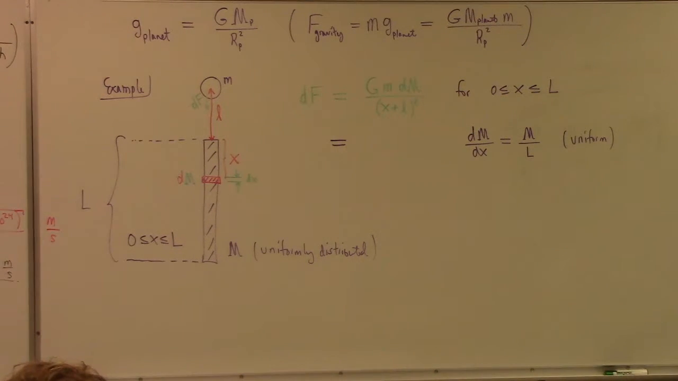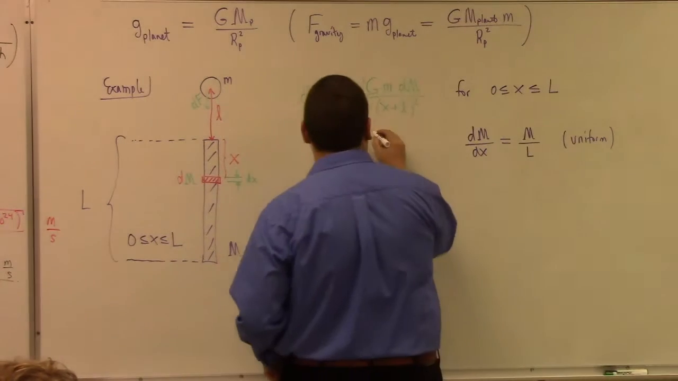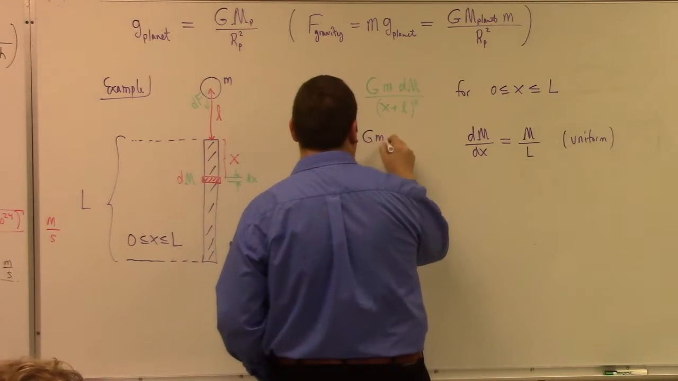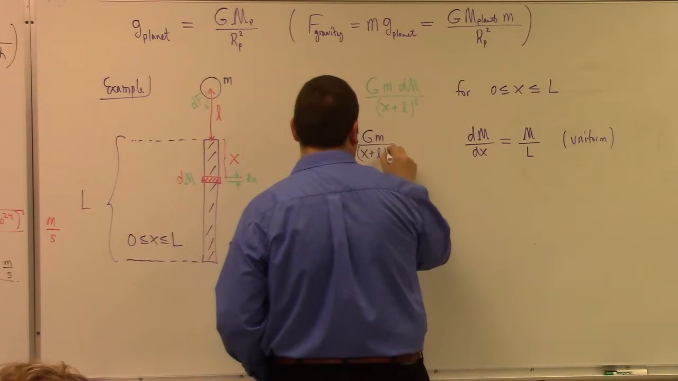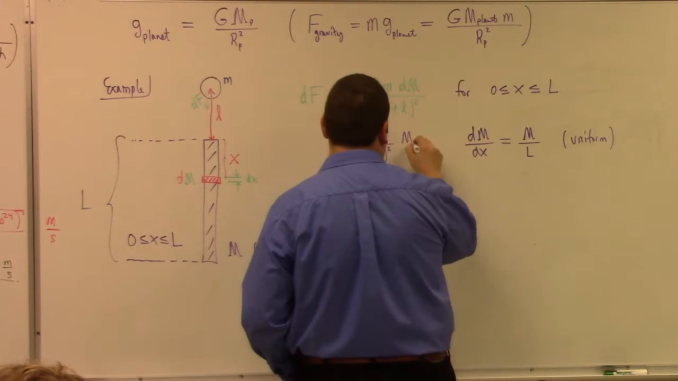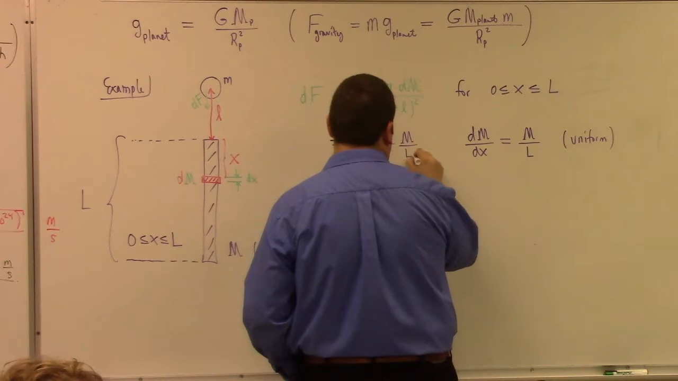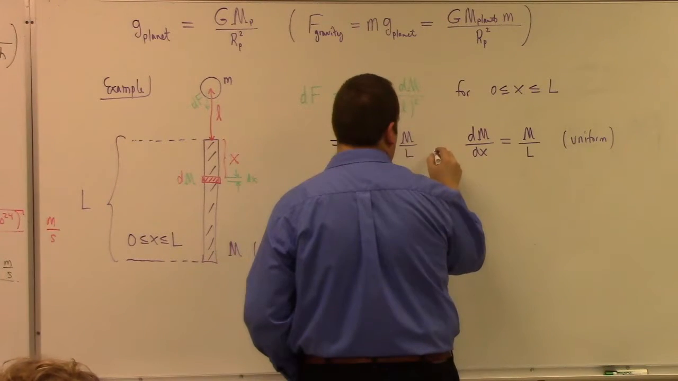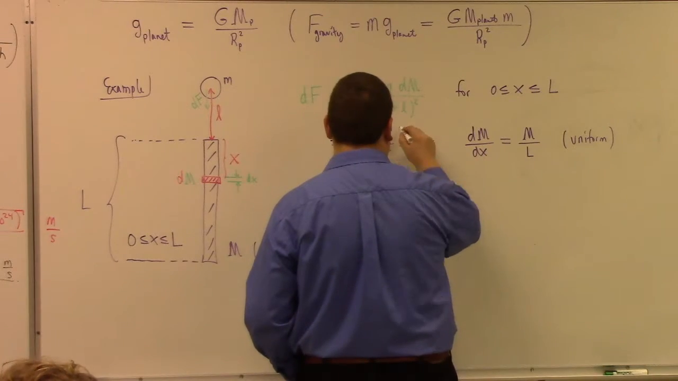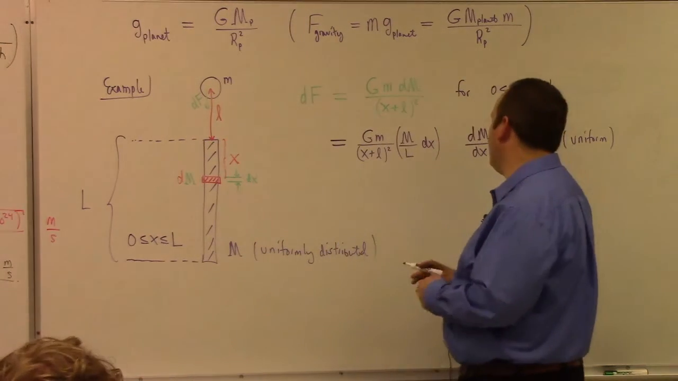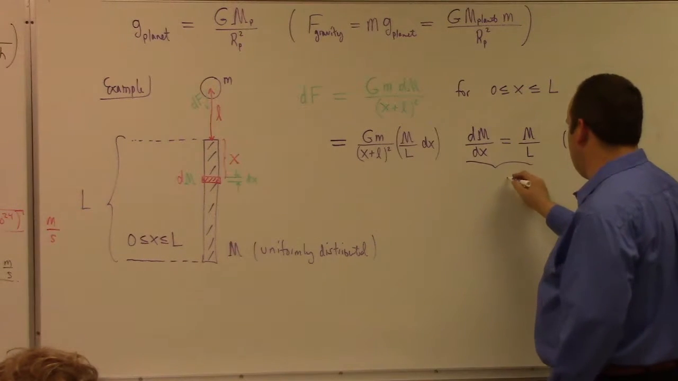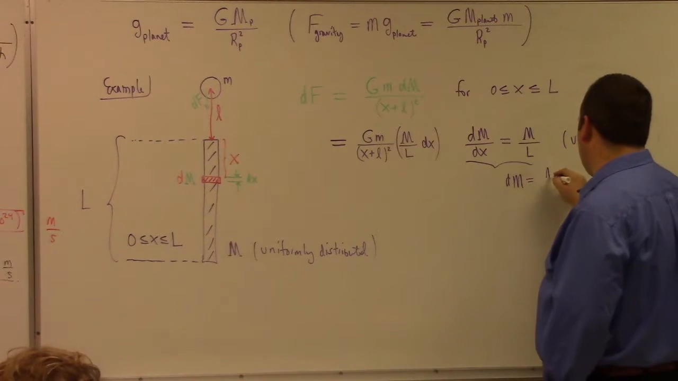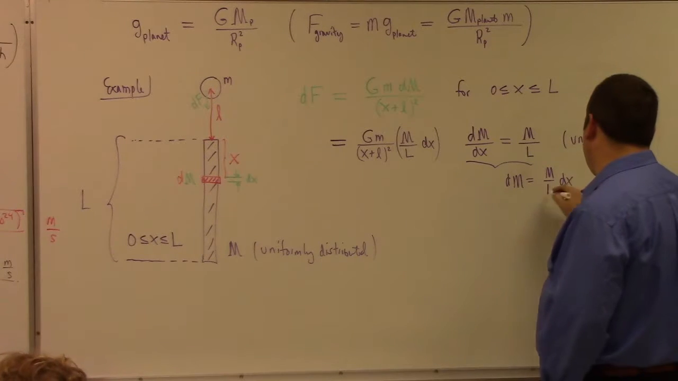I should probably use some other letter. Oh well. Okay, so we got G, little m, over (x plus L) quantity squared, and then big M over L times, well, dx. See, I can solve this to get dm is M over L dx, right?